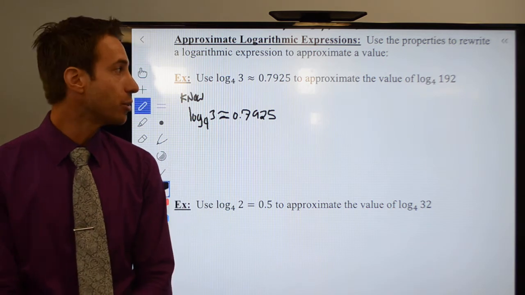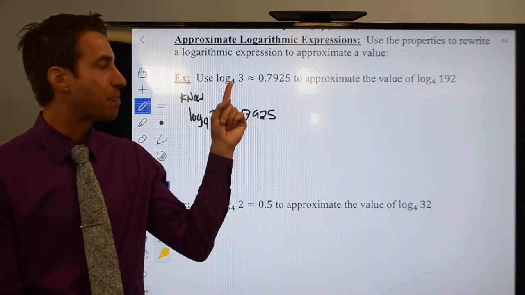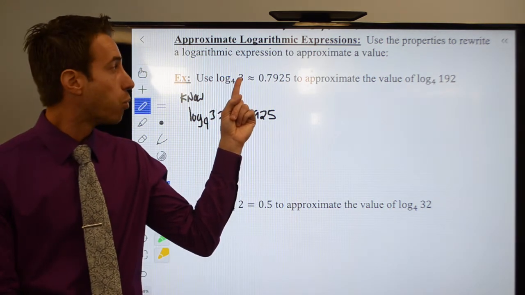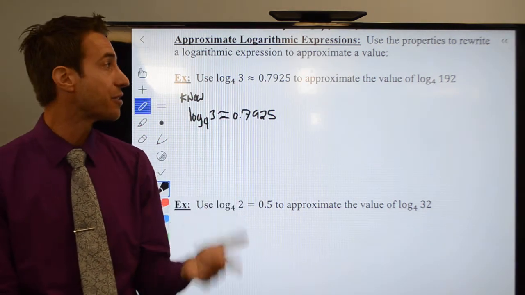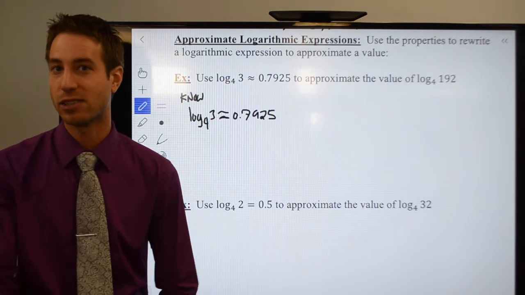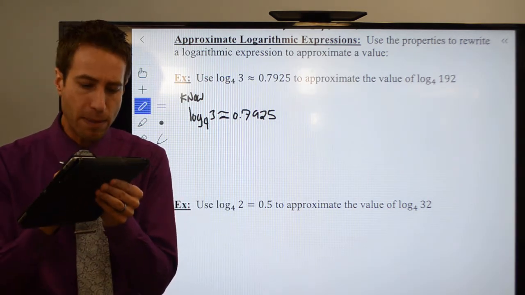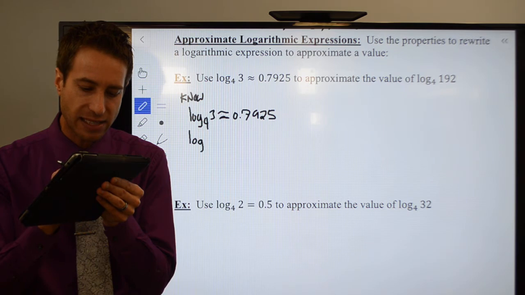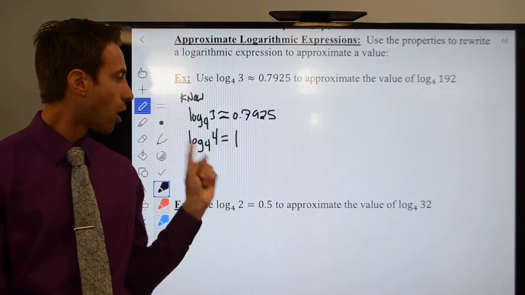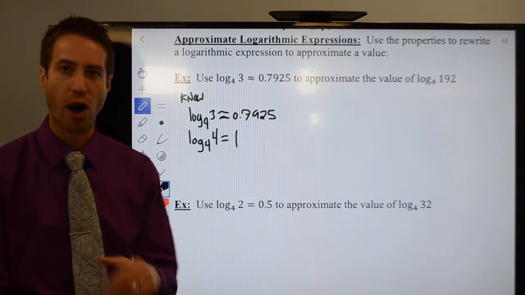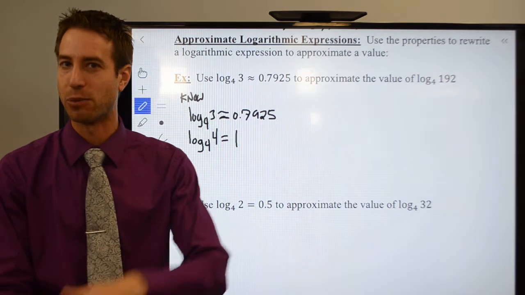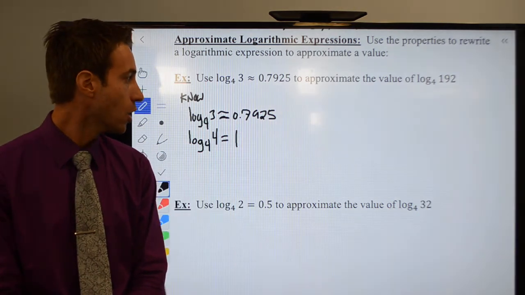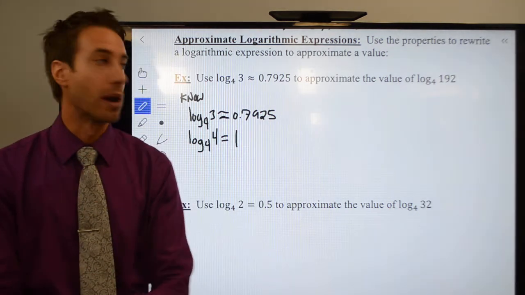But keep in mind, we actually know something else. I mentioned to you guys that whenever the base of the logarithm and the argument, what you're taking the log of, are the same, it's always going to cancel out and you'll be left with a 1. So even though I didn't tell you, you do know that log base 4 of 4 is 1. That'll be really important, and you'll need that every time we do one of these problems. All right, so that's what I know.